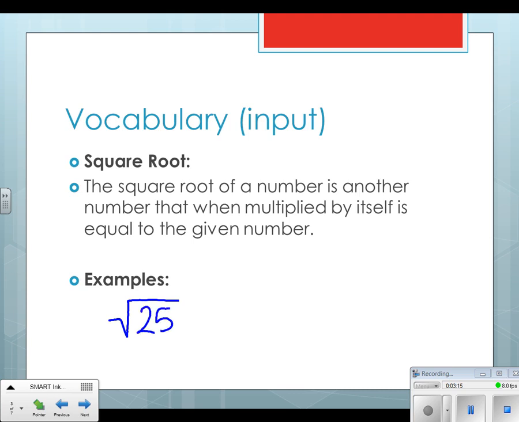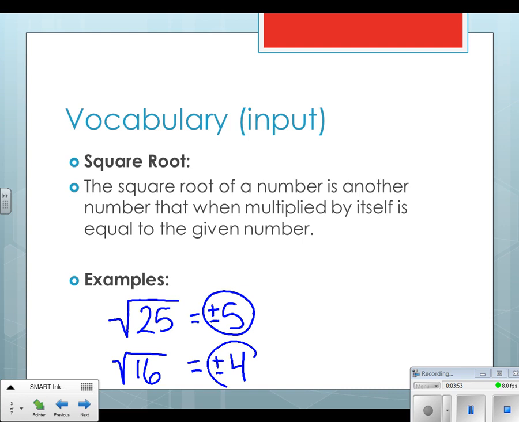So if you go back and you look at your perfect square list, and you find 25, you know that 5 squared is 25. So the square root of 25 is going to be plus or minus 5. And the reason why I'm saying plus or minus 5 is because 5 squared is 25. Or if I square negative 5, negative 5 times negative 5 is also 25. So if I was looking at the square root of 16, what number squared is 16? Well, 4 squared is 16, but negative 4 times negative 4 is also 16. So plus or minus 4.